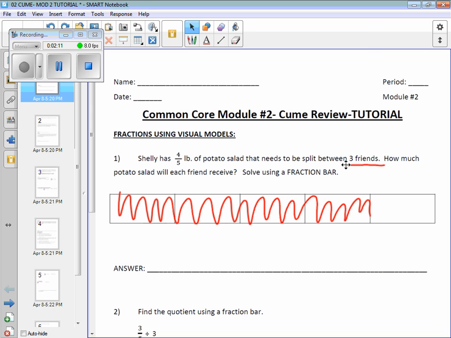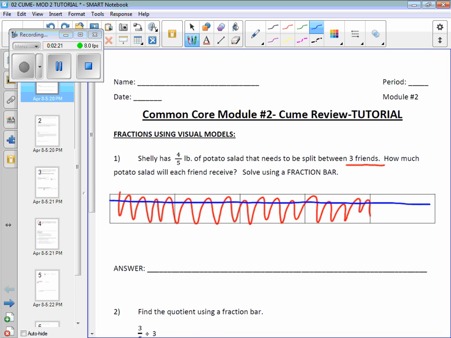Well, how do I do that? I'm going to take my entire tape diagram, my entire fraction bar, and I'm going to divide it up into thirds. And I'm going to do that by putting 2 lines through my fraction bar. So now what I have here is there's a third, there's another friend, there's another friend.